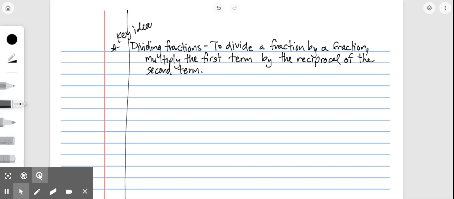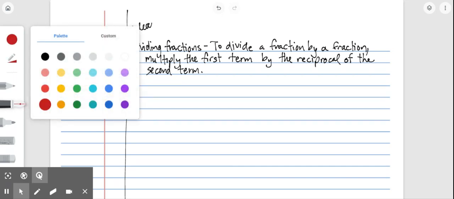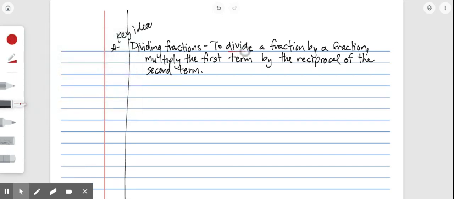So there's a lot of big words in here, so let's break it down. To divide a fraction by a fraction, so when I'm dividing fractions, let's just use some algebraic fractions. A over b divided by c over d. Ooh, that was a bad c and that's a bad d. I'm going to write them again. C over d. To divide a fraction by a fraction, multiply the first term by the reciprocal of the second term. So I need to rewrite it.